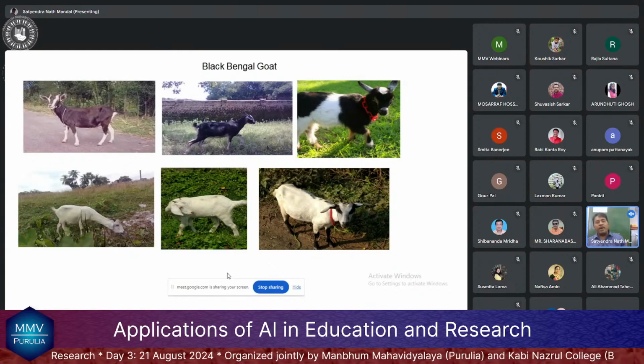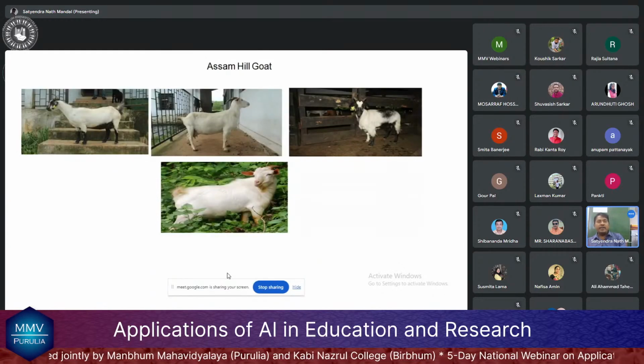This is all the black Bengal goat. So how do you identify which one is the black Bengal goat? Sometimes the machine will get confused. Next, this is the Assam hill goat. It looks the same as the black Bengal goat, but they are separated as the Assam hill goat.